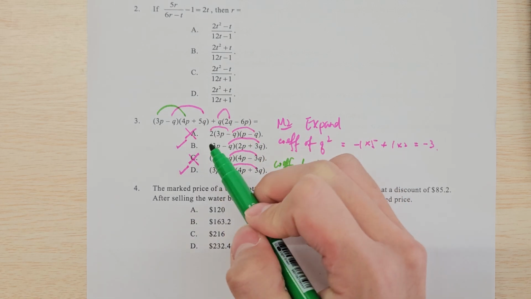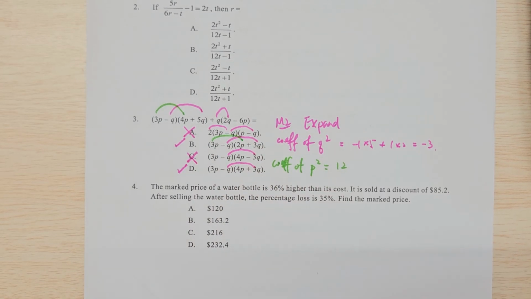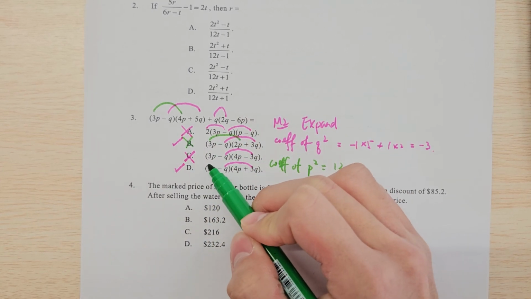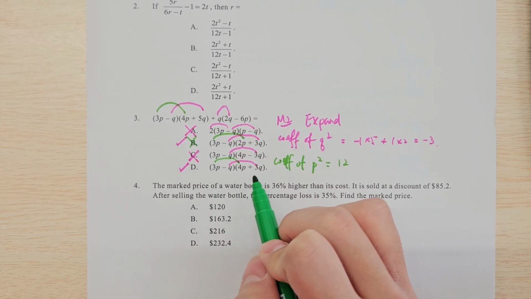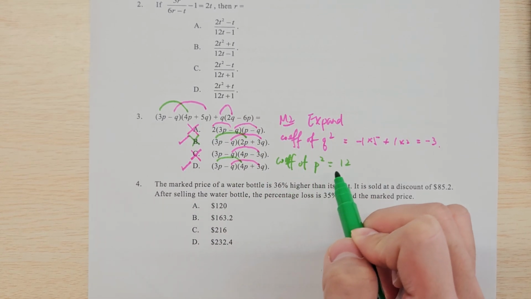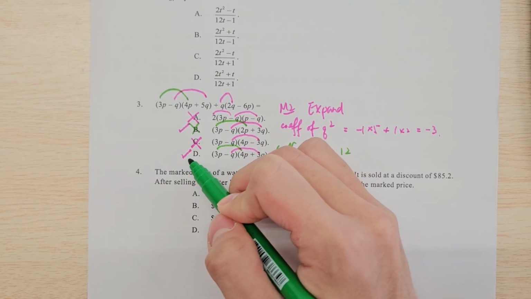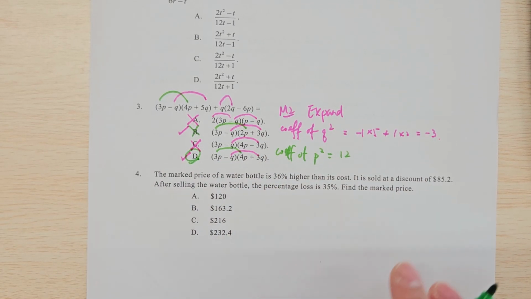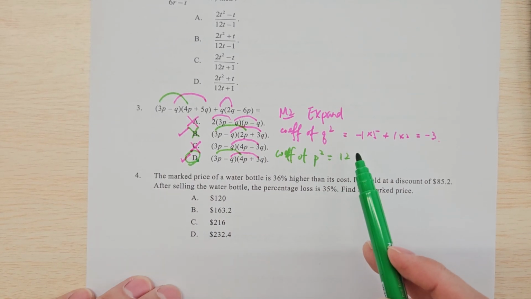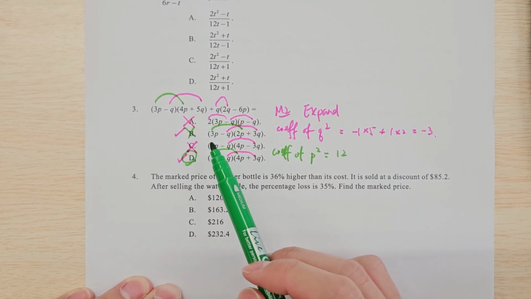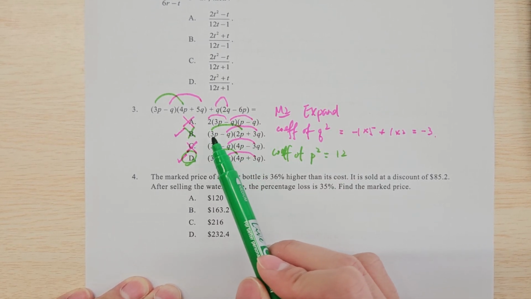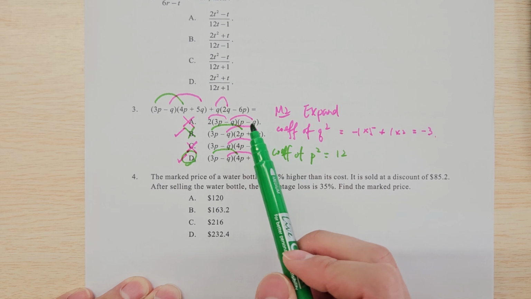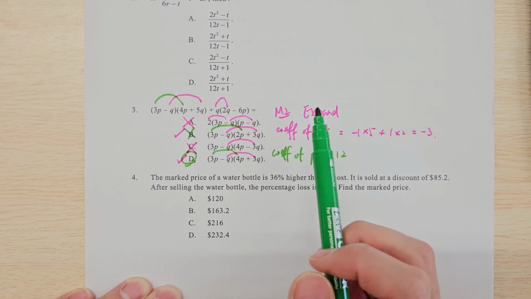Looking at B will be 6p squared. So it's not the correct one. But looking at the D, I get 3p times 4p, which means that I get 12p squared. Therefore, D is the correct answer. So actually, during your exam, you don't need to write down these stuff. By using your hand or maybe your brain to think about what is the coefficient of the q squared and p squared, then you can choose the answer.